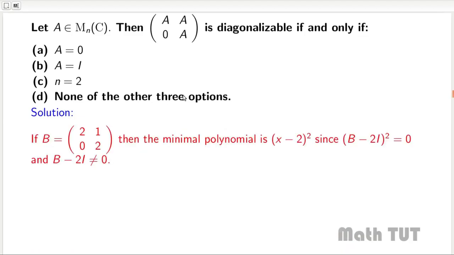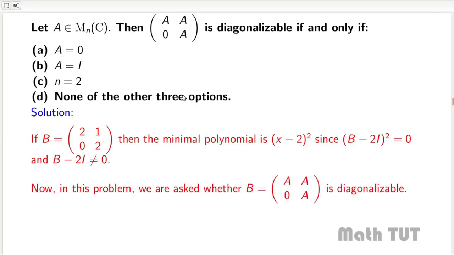For example, if you take B as this matrix, then the minimal polynomial will be x minus 2 whole square, because if you substitute x as B, then we get B minus 2I whole square, which is in fact 0. We can also notice that B minus 2I is not equal to 0. So we can say x minus 2 is not the minimal polynomial, and so on.